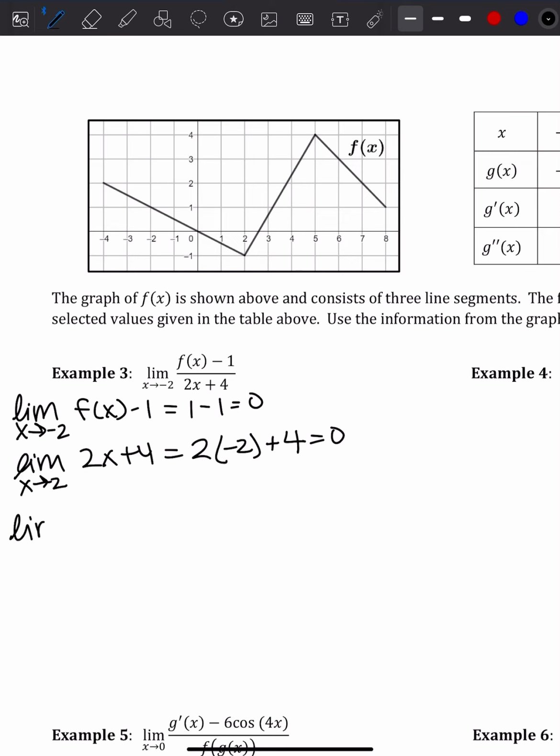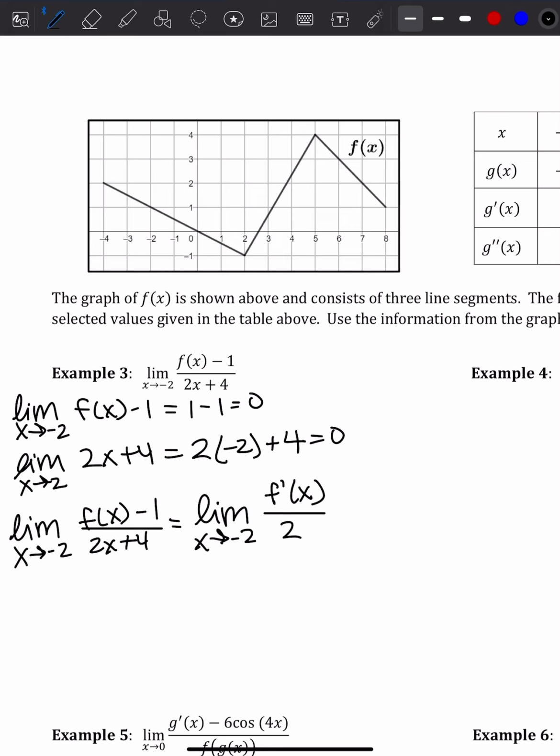So what this tells us is the limit as x approaches negative 2 of f of x minus 1 divided by 2x plus 4 is equal to the limit as x approaches negative 2 of 2x's derivative is 2, plus 4 goes away, the minus 1 goes away, and the derivative of f of x is known as f prime of x. So I'm looking at f prime of negative 2 divided by 2.